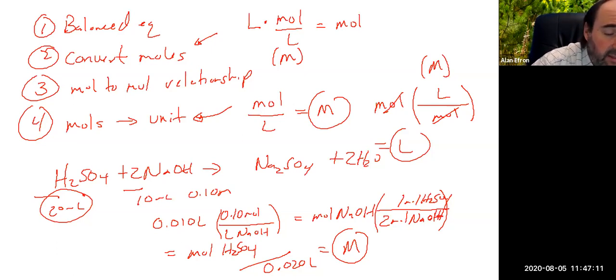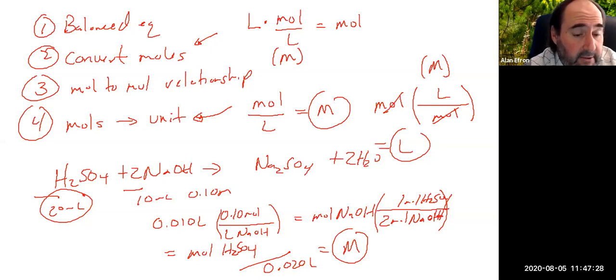You do the mole to mole relationship, and then again, using the molarity at the end, figure out the volume of something that you produce. So again, there's some variations on this problem, but the basic steps are still a stoichiometry problem, as we talked about a number of times.